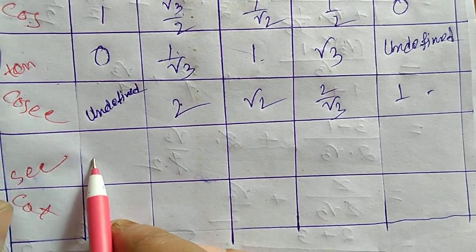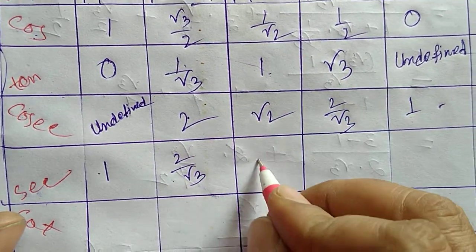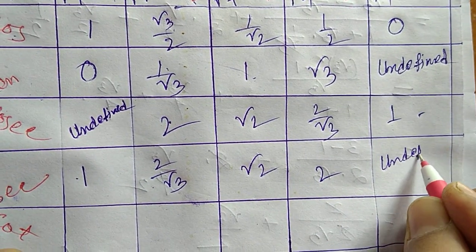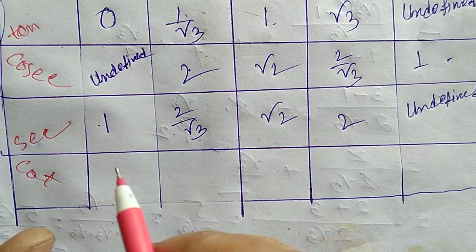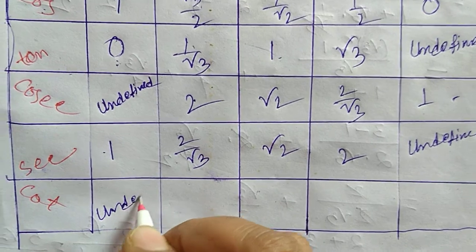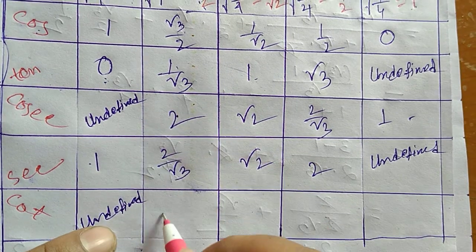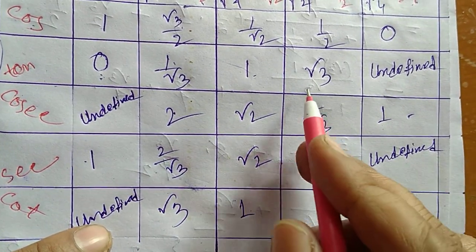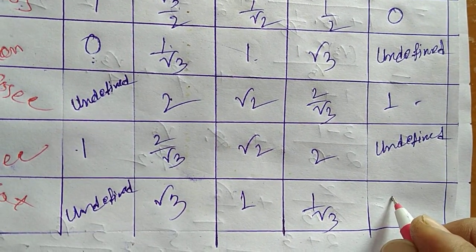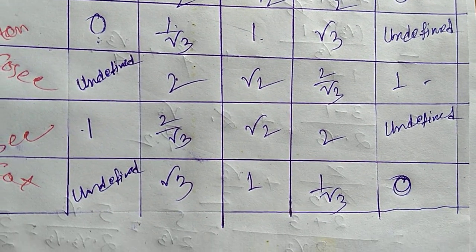Similarly, sec is the reciprocal of cos, so sec 0 is 1, sec 30 is 2 by root 3, and sec 45 will be root 2, and sec 90 is 1 by 0, that is undefined. Next, cot is the reciprocal of tan, so cot 0 is 1 by 0, it will be undefined. And this is root 3, and this is 1, and this is 1 by root 3, and the reciprocal of tan 90, 1 by undefined, that means this is 0. Okay, so everyone write down in your copy.